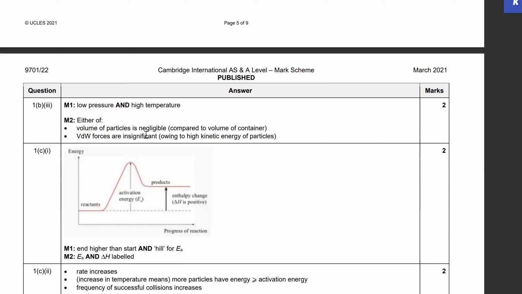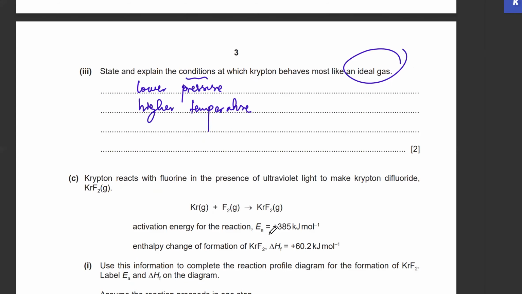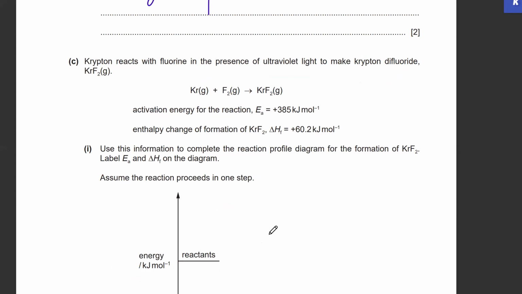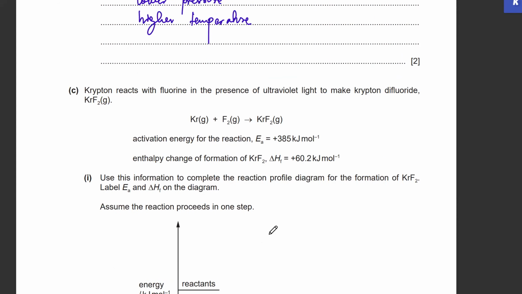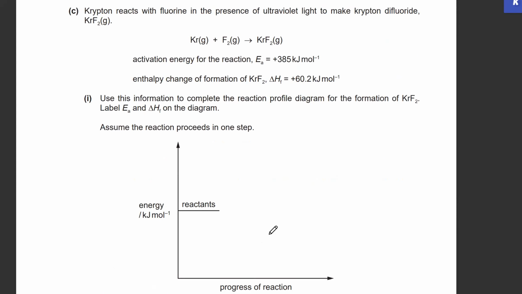So the intermolecular forces would be insignificant due to higher kinetic energy, and if the particles are at a lower pressure, the particle volume would become negligible compared to the volume of the container or the total volume of the gas. So you have to give the explanation as well. Okay, Tanya, is this clear? The previous one. Yes, sir.